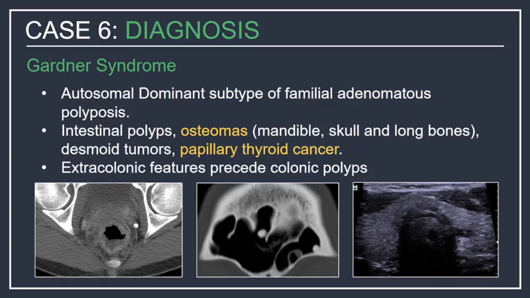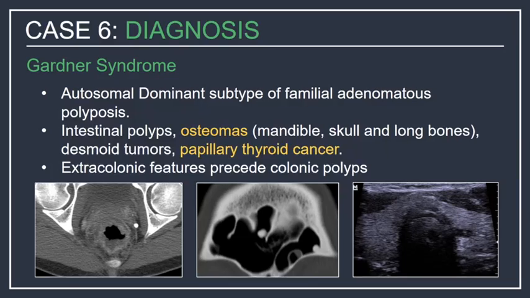So when we have a patient that has multiple osteomas, in addition to this history of familial polyposis, we want to consider a diagnosis of Gardner syndrome. Gardner syndrome is an autosomal dominant subtype of familial adenomatous polyposis, and what we see in the head and neck are multiple osteomas, which typically can occur within the sinuses or along the mandible.